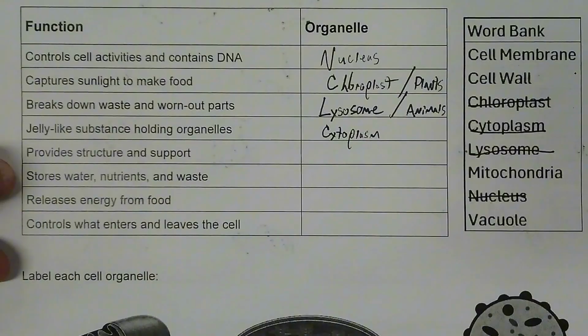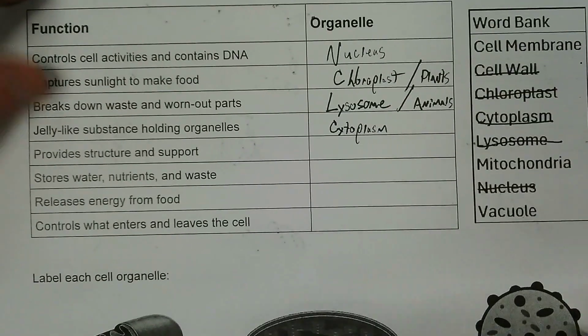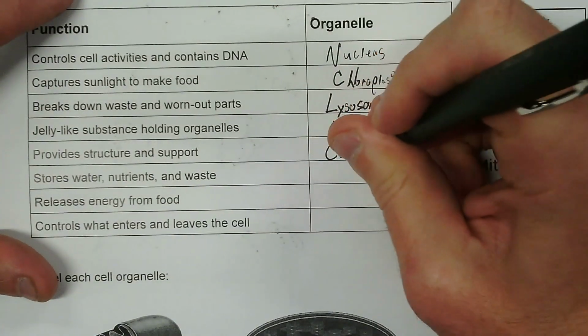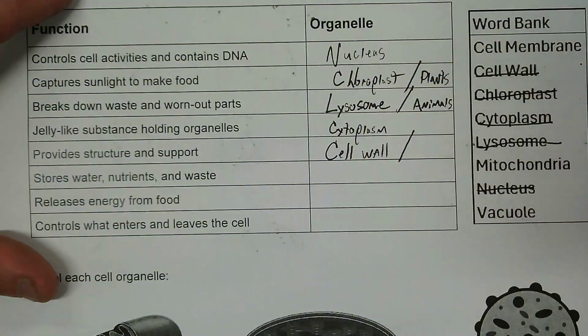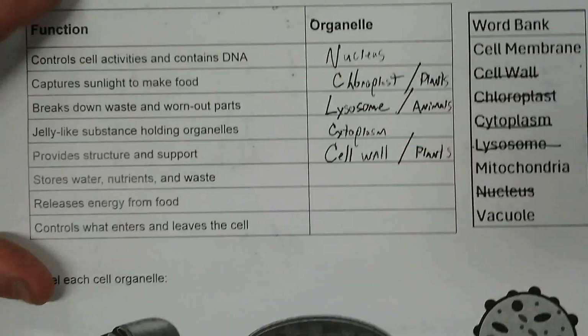Provides structure and support. What provides structure and support? Cell membrane, cell wall, mitochondria, vacuole. Yeah. Structure, support, wall. Structure, support, wall. Cell wall. And it is where? Only in plants.